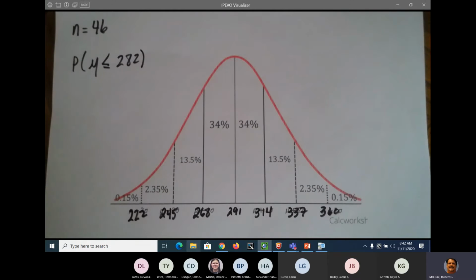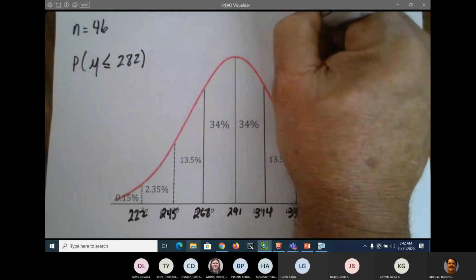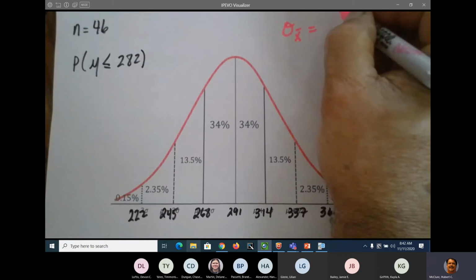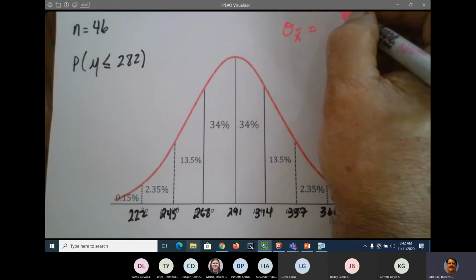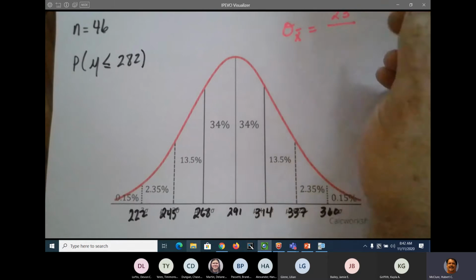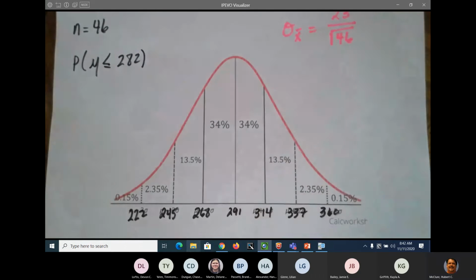So I'm going to go ahead and find my new standard deviation, and I'll do this one in pink this time. So our new standard deviation is going to be equal to our old standard deviation of what? 23 divided by the square root of 46.